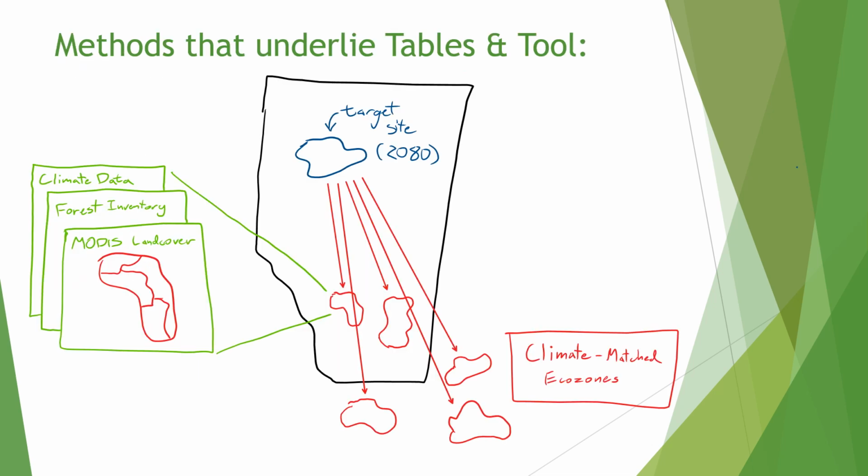In order to understand why these predictions might be a little misleading, we must first look at how we are getting these predictions. So the methods that underlie these tables is that we take our target site and we take the projected climate for that target site, so in this case 2080, and we find current ecozones that are the shortest climatic distance to our target site's projected climate. So we call these our climate matched ecozones, and we get a weighted average among all these climate matched ecozones.